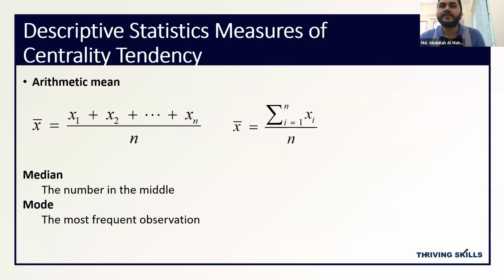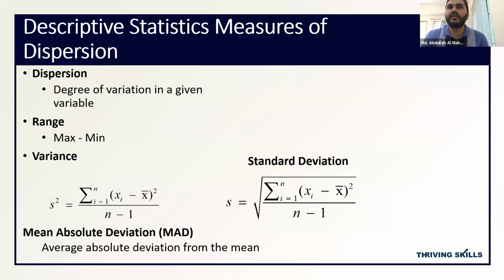The second one is median. If you want to know the middle value, you can do that with median. And mode is the number that appeared most. Suppose you are talking about the students who appeared most, or in the attendance card who came regularly. You want to identify that, so you can do that through mode. So these are mean, median, mode, and then we have dispersion. Here we mean the degree of variation in a given variable. It could be range, variance.